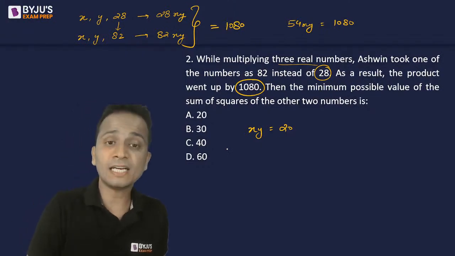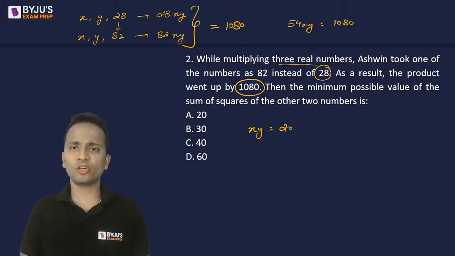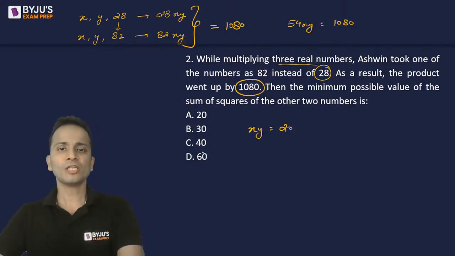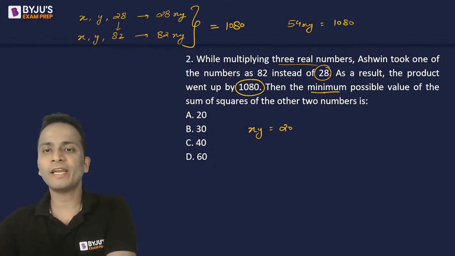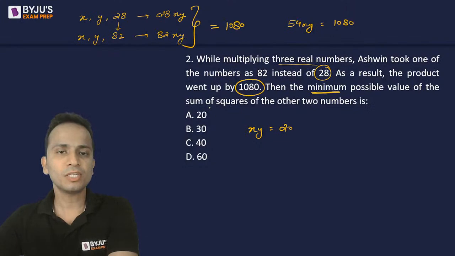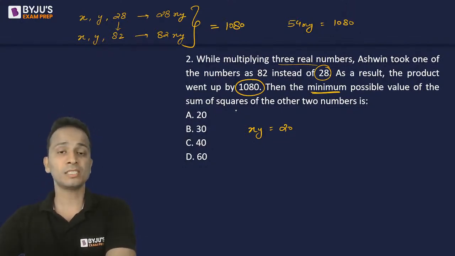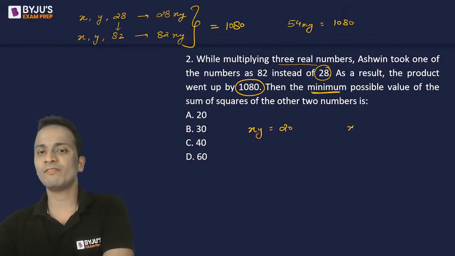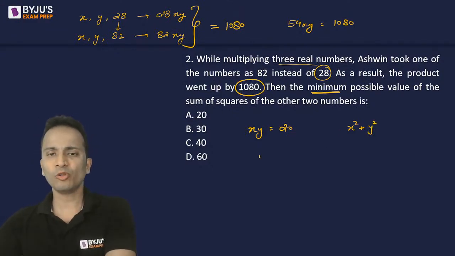Now Kush has given the answer as option C, that is 40. Kush, let's see if this is the correct answer or not. So x into y is given as 20. Now what we have to do is find the minimum value of the sum of the squares of the other two numbers, that means we have to find the minimum value of x square plus y square. Now using the relation that arithmetic mean is greater than or equal to geometric mean.